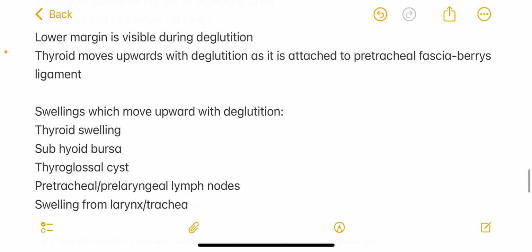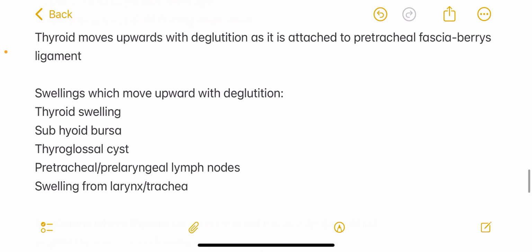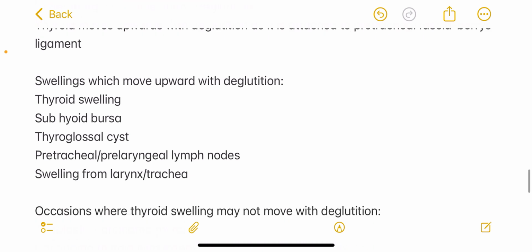So one is the thyroid swelling. Next is the subhyoid bursa. Next is the thyroglossal cyst. Then pretracheal or prelaryngeal lymph nodes. Then any swelling from the larynx or trachea can also move.